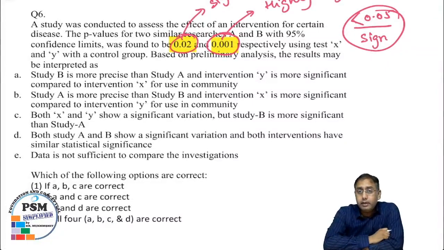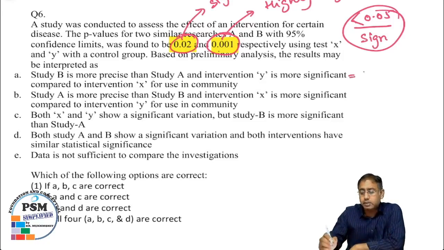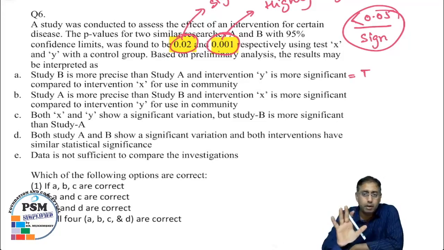Study B, I'll read it very slowly. Study B is more precise than study A. Is it true? I think so, yes. The intervention Y is more significant compared to the intervention X. Is it true? I think yes. So I would like to mark this as true. So just hold. I'm pretty okay that the option A is true.